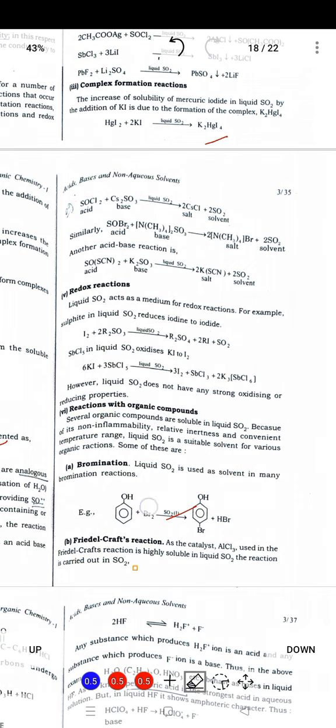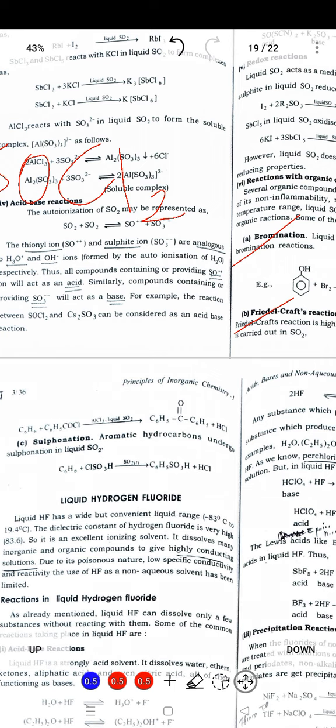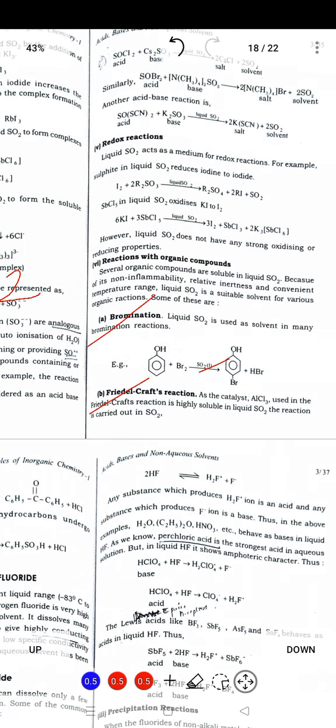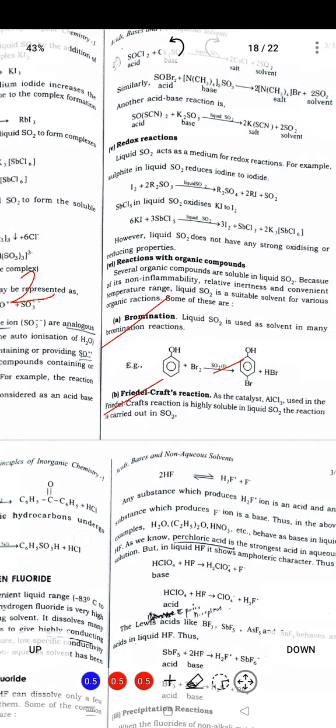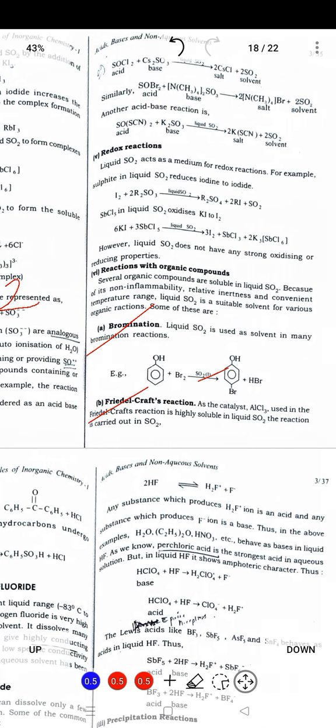What we have to learn are three: bromination, Friedel-Crafts reaction, which you have already learned, and sulfonation. So let's look at bromination. We take benzene or toluene, and react it with bromine in the presence of liquid sulfur dioxide. This is the bromination reaction. We will get a compound.